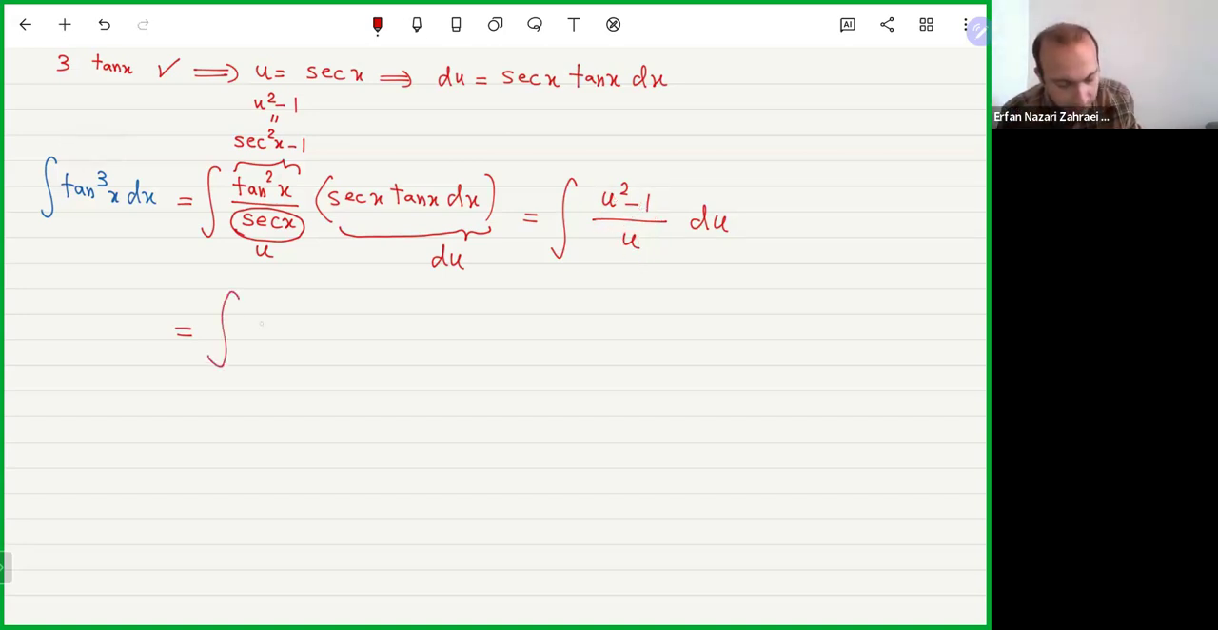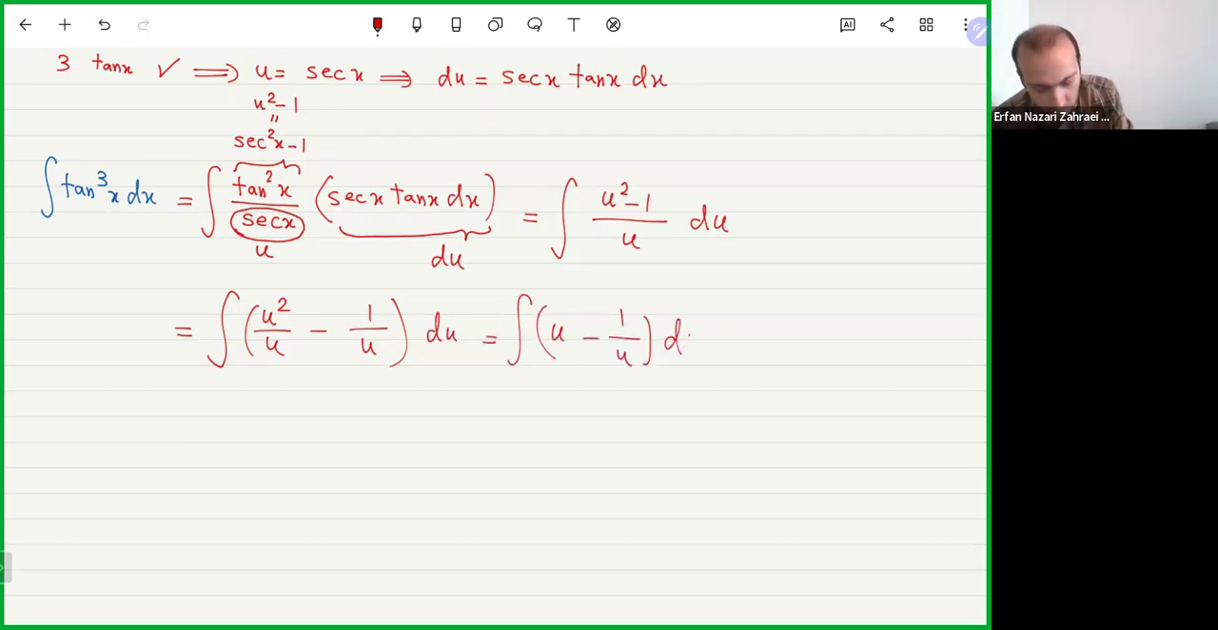So if you do that, u squared over u, which is just u, minus 1 over u du. So that's u minus 1 over u. And the antiderivative of u is u squared over 2. The antiderivative of 1 over u is ln absolute value u, don't forget the absolute value, plus a constant.